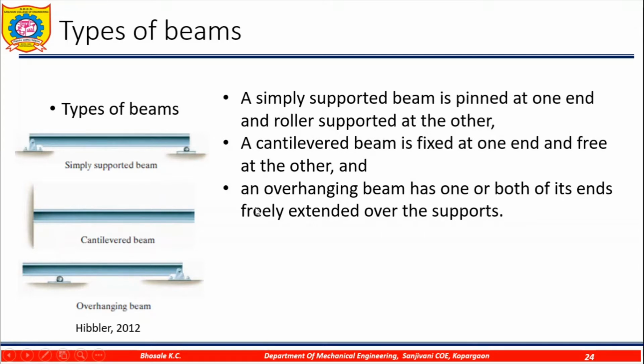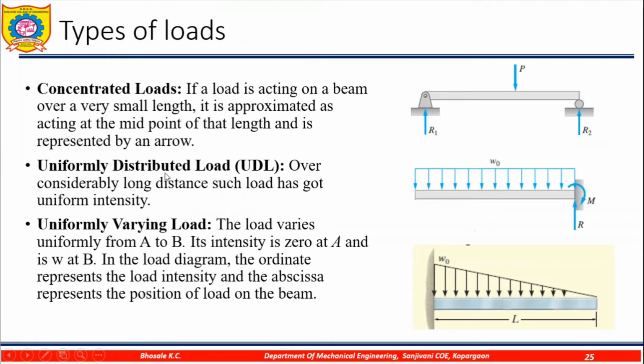Third type is an overhanging beam, which has one or both ends freely extended. So this part is freely extended after the support. This is a single overhanging beam. A single end is overhanging, and it extends freely over the supports. So these are the three types of beams which we are going to study and use in our syllabus. Then, types of loads.